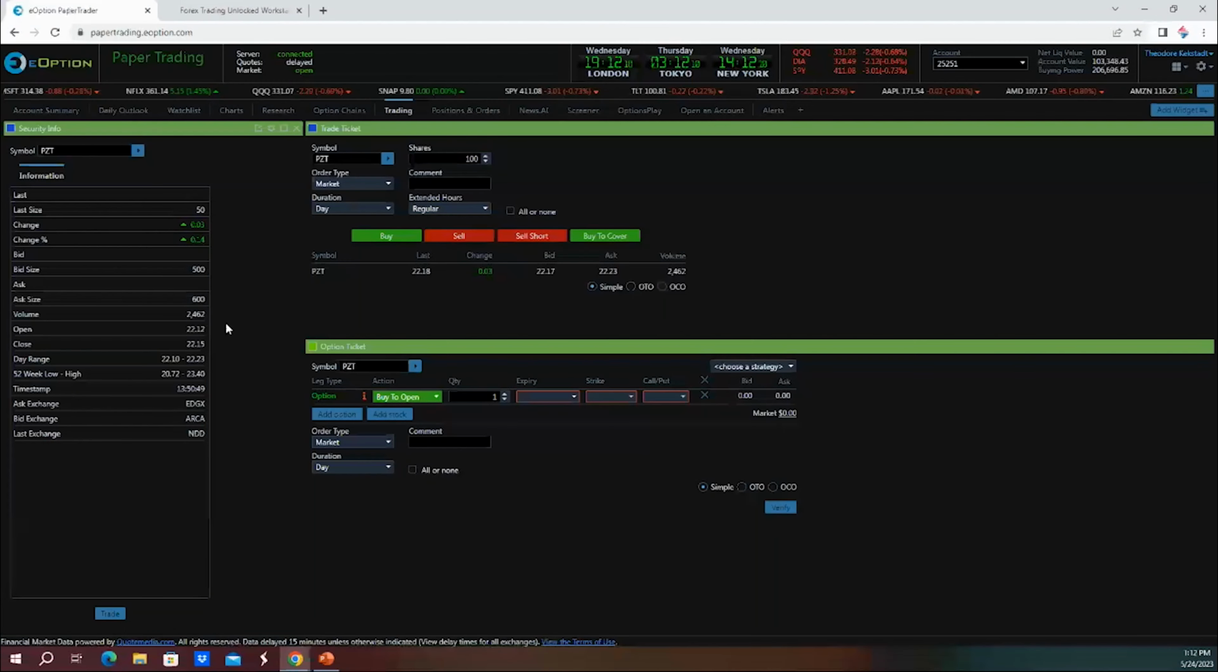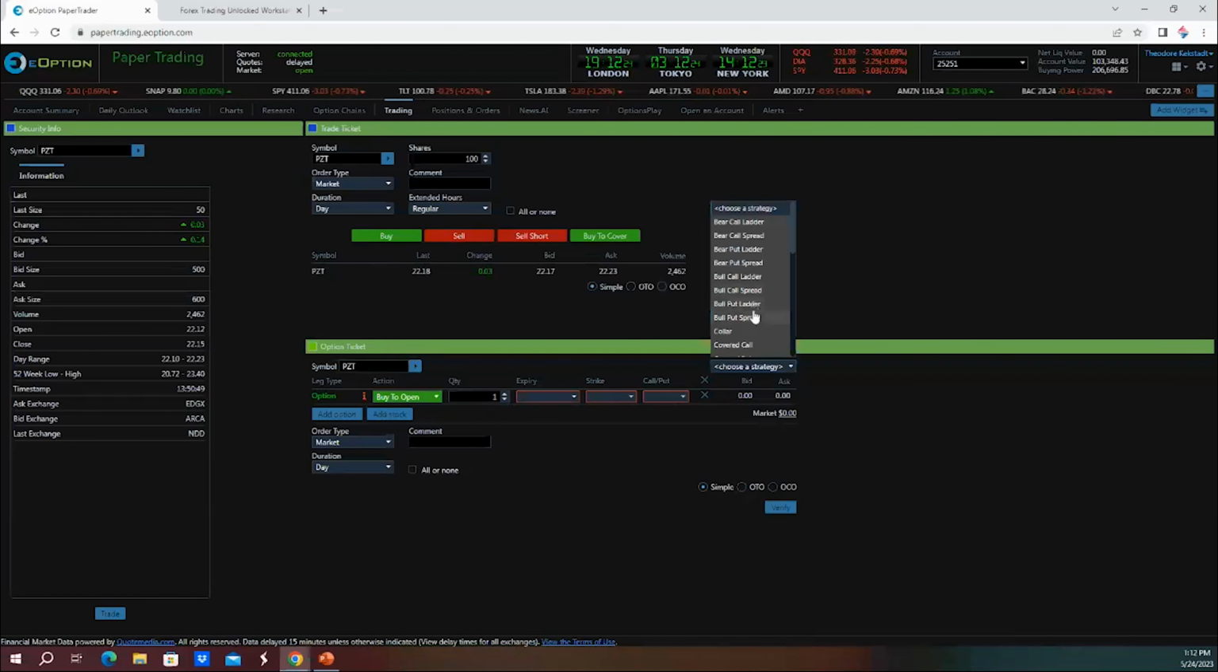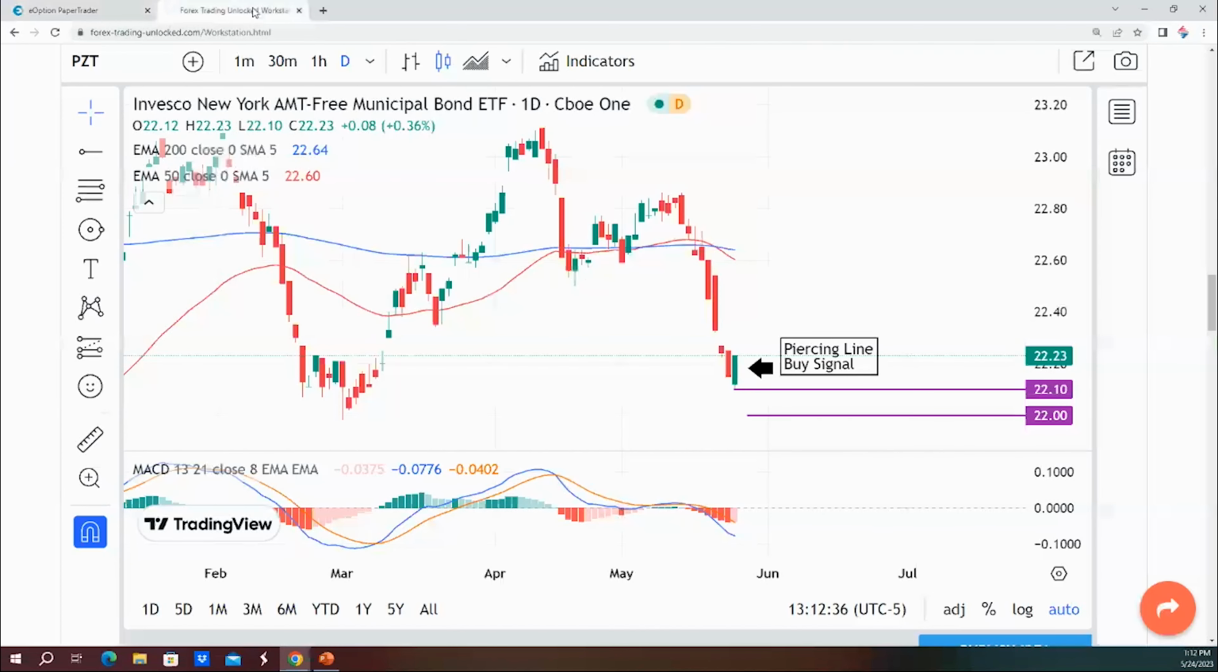Okay, let's see if this loaded up now. Okay, so we want to buy to open. Quantity is correct. Sorry, folks, we're having a little issue here. I don't know why this is giving me this problem. Okay, well, forget that right now. Let's go and look at what we're looking for. All right, so sorry about the delay on that one, folks.